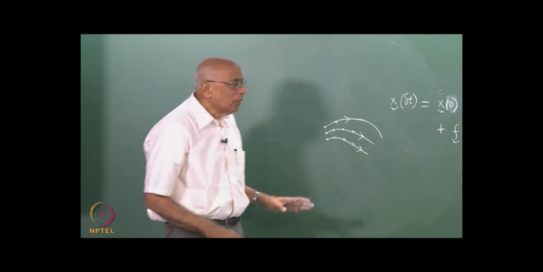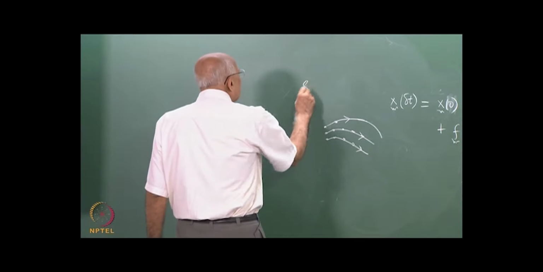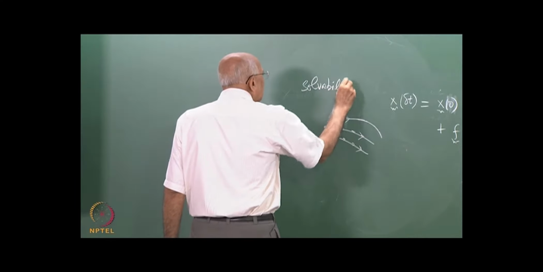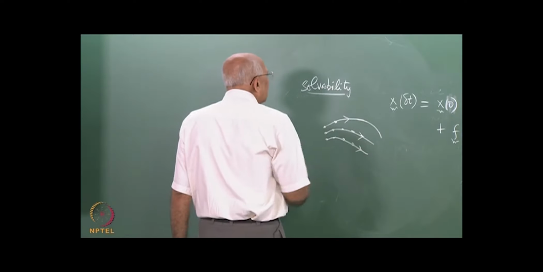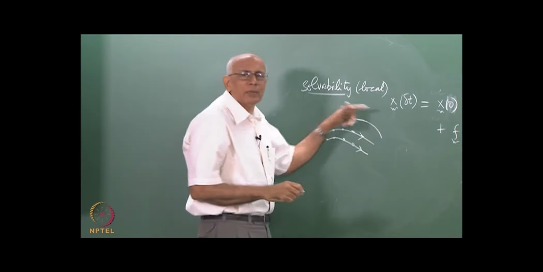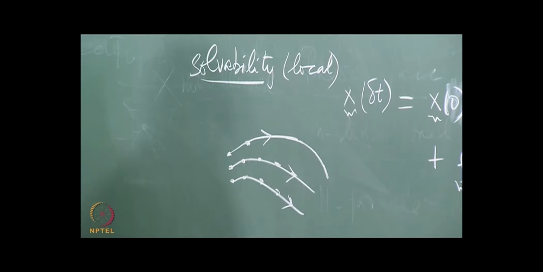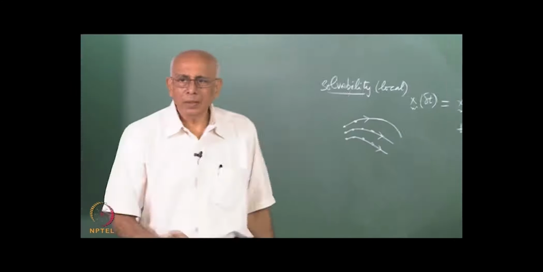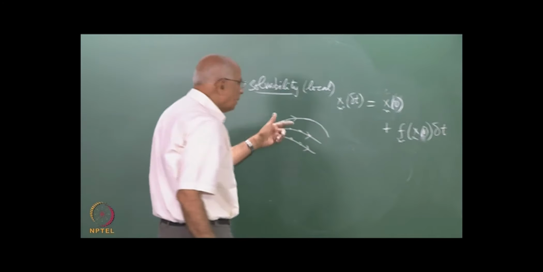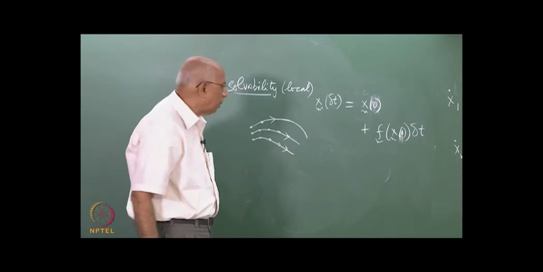So certainly local solvability, one infinitesimal step at a time, is not difficult. In principle it is straightforward to find local solutions for almost all given initial conditions, and that is not the difficult part.